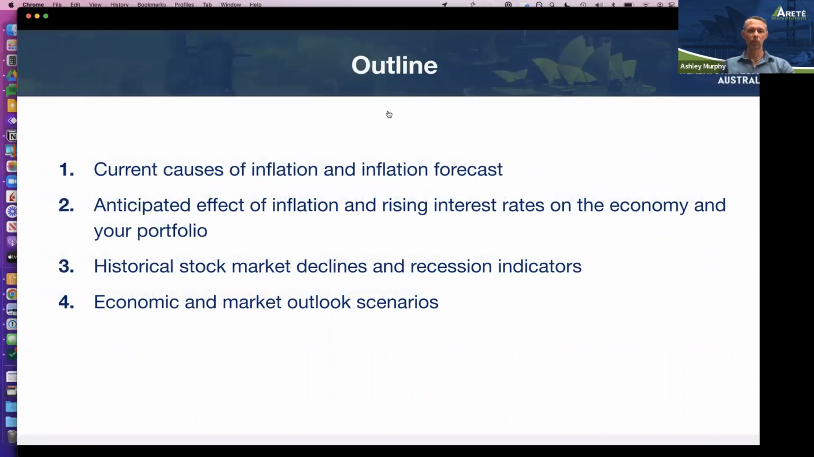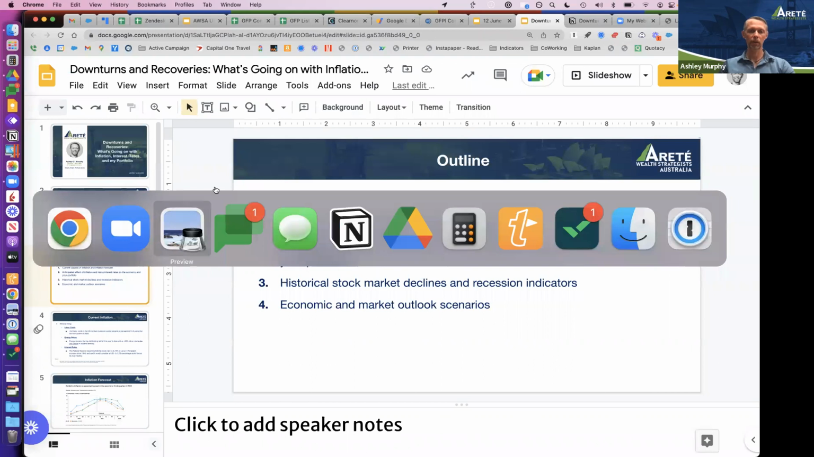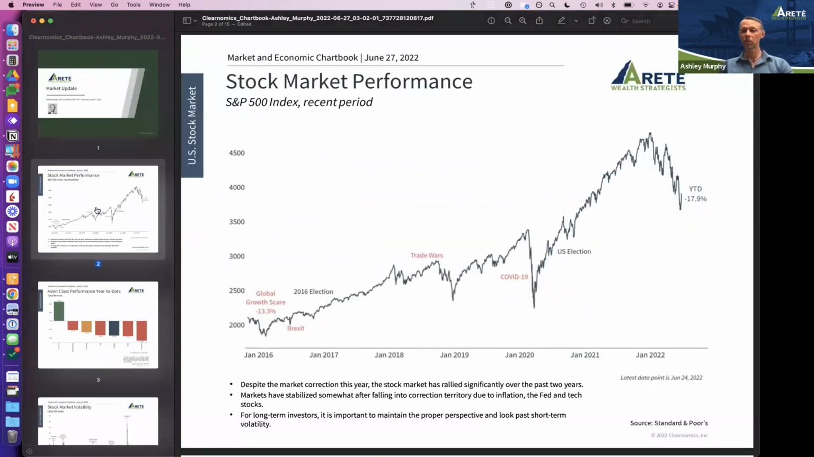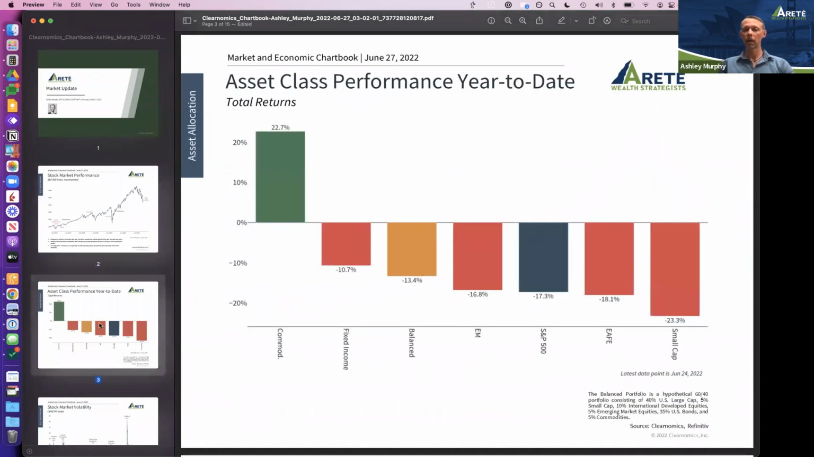But let me just swap decks over to this one, because I figure this is helpful in bringing us up to speed with what's going on right now. So here we have the S&P 500 brought back to about the last 6.5 years. So here's where we are today. You can see from the November 2021 peak, we're down 17.9% year to date. And that is as of Friday, June 24th. So that's current.